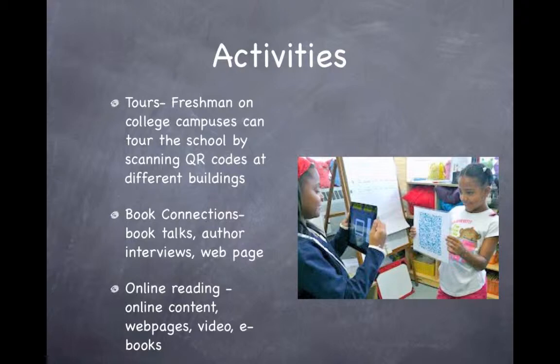Book connections: there can be a QR code on the back of a book or inside that gives a book talk, just a small summary of the book, an author interview, or a web page for the book. Online reading: it's online content, web pages, video, or ebooks. It's easier just to scan the code and go directly to that website.